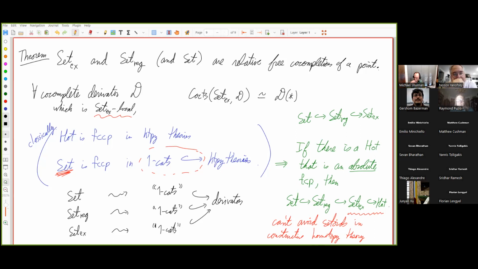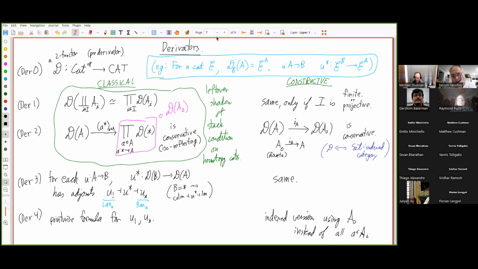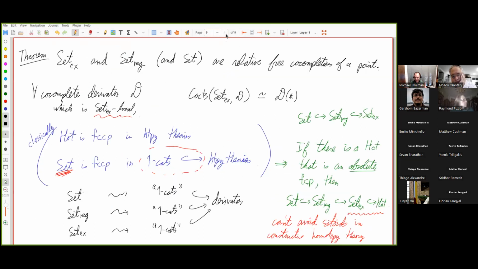So what's happening here that's different is that we didn't choose to work with setoids. We define categories to have a set of objects, not a setoid, and sets of morphisms, not setoids. We define the 2-category of categories in a direct way using sets, not setoids. We define derivators using categories and sets, no setoids put in. And yet, nevertheless, if we ask what is the derivator that has the universal property of being the free co-completion of a point, it turns out to be setoids, even though we didn't choose to put in any setoids.